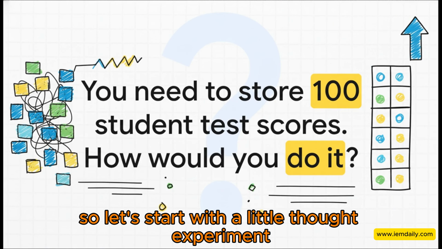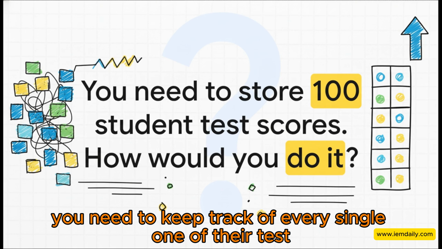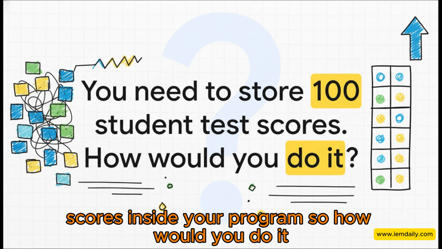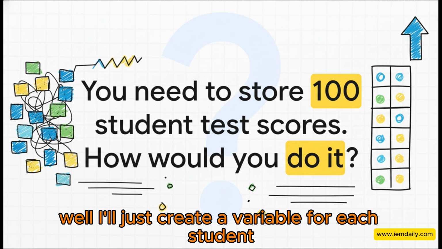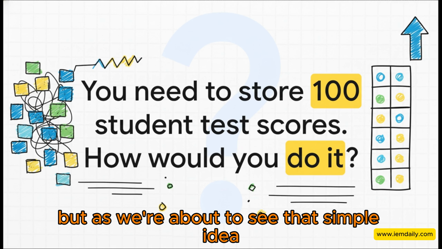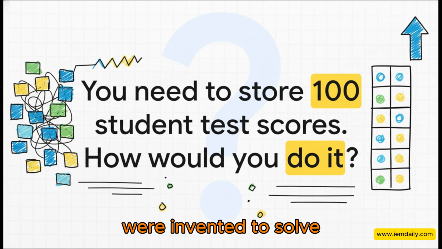So, let's start with a little thought experiment. Imagine you're a teacher and you've got 100 students. You need to keep track of every single one of their test scores inside your program. So how would you do it? I mean, the first thing that probably pops into your head is, well, I'll just create a variable for each student. But as we're about to see, that simple idea gets messy, fast. And this is the exact problem that arrays were invented to solve.